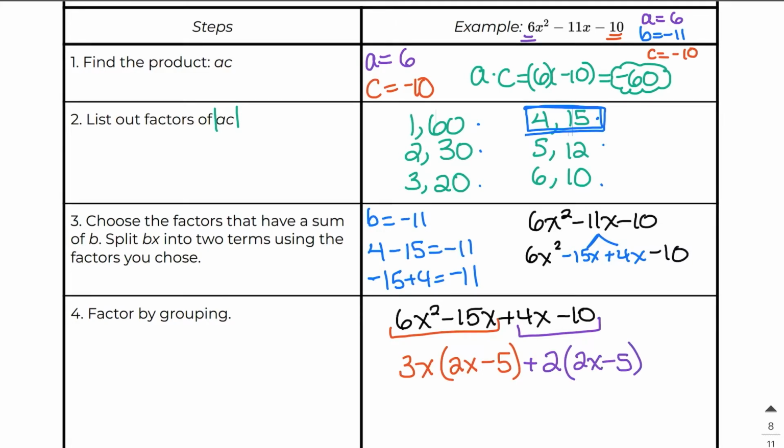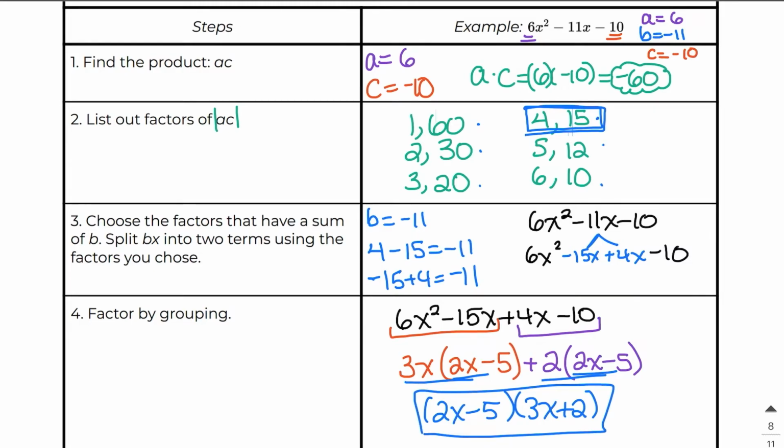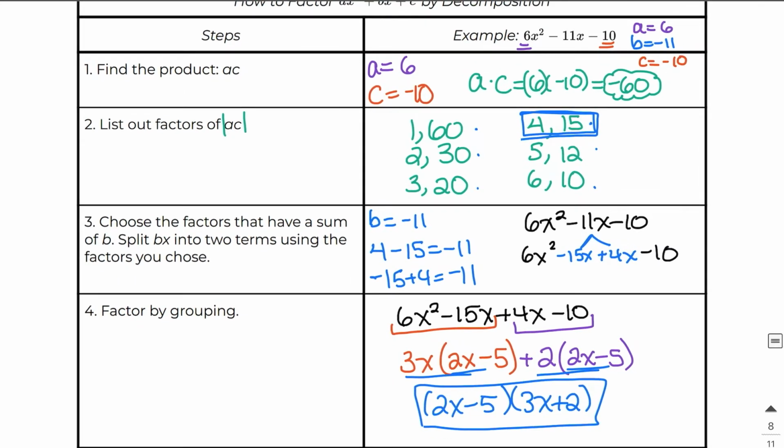Now I can see there's a 2x minus 5 in common, so I'm going to factor that out. Then I've got 3x left over here and a 2 left over here. So 3x plus 2 is what I have here. And that's my final answer.